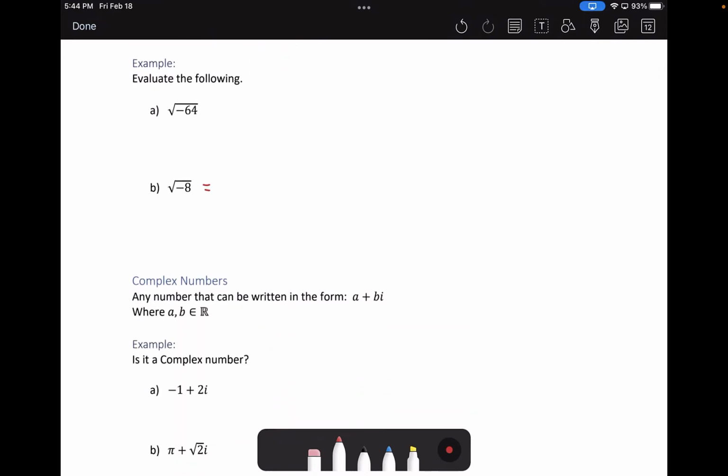If we're evaluating square roots with negatives, the first thing we're going to do is pull out the negative. So we can rewrite this as the square root of 64 times the square root of -1. That is 8i. For the square root of -8, again, we'll pull the negative out and rewrite that as 2 square root of 2i.